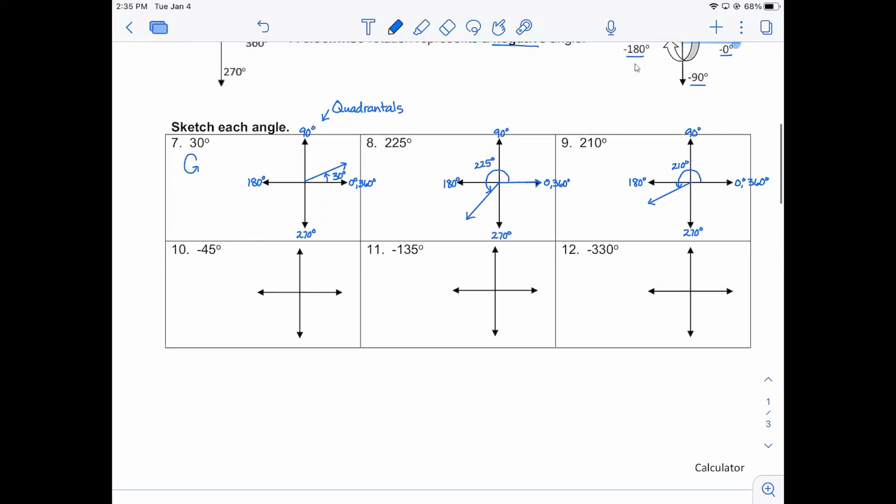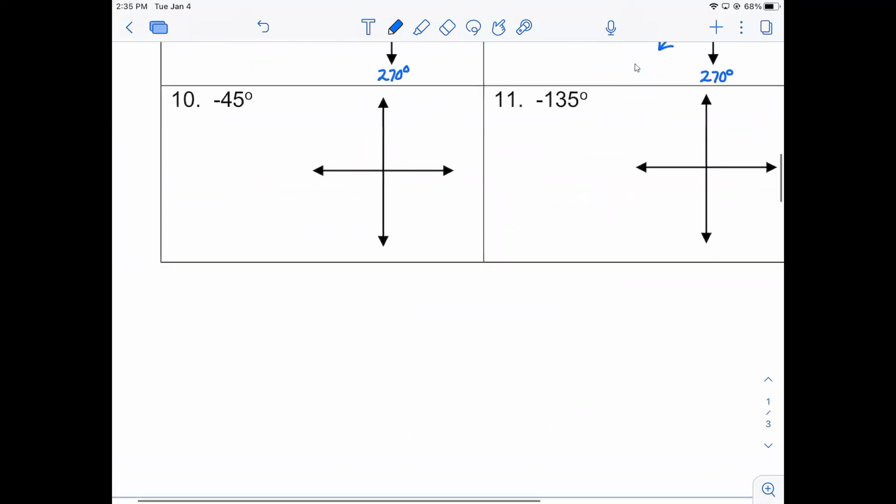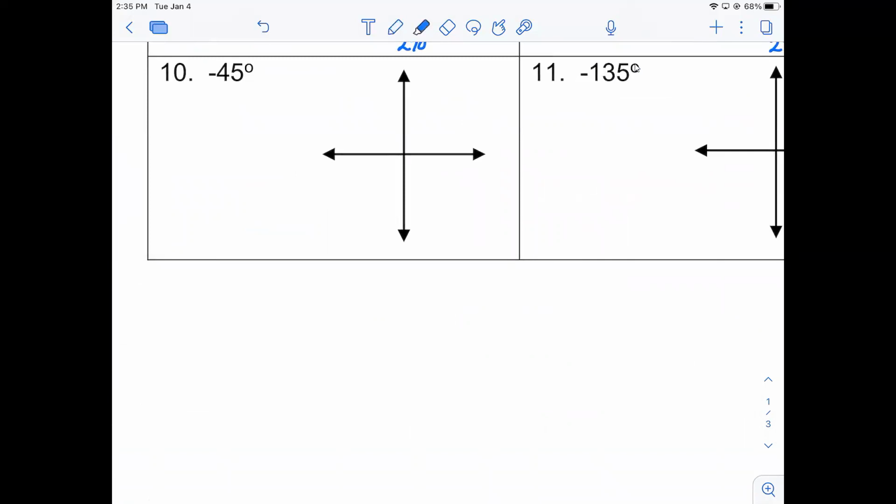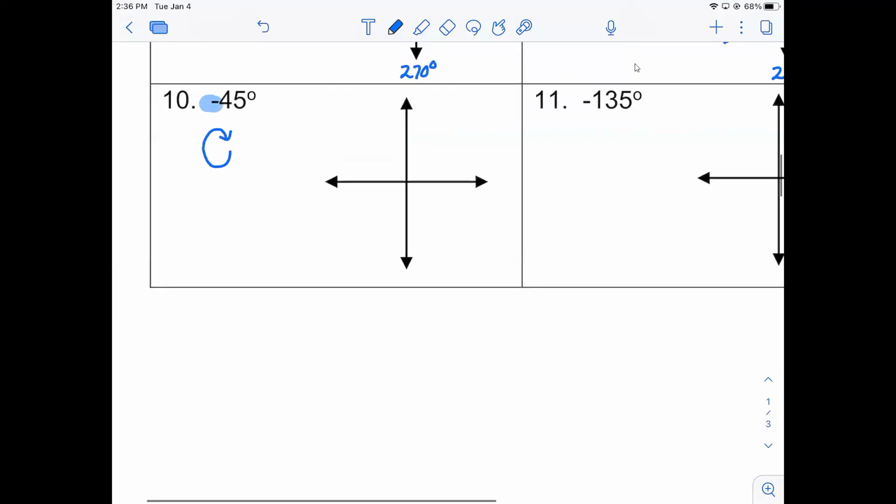First things first, is it going positive or is it negative? And label those quadrantals. Now, if you look at number 10, you'll notice that you have a negative out in front of your 45. So that means now we're starting from our initial and we're going in a clockwise direction. Okay, so we're going to start with a 0 over here because 0 always stays in the same place. But now we're going around this way. So this is negative 90. This is negative 180. This is negative 270. And this is negative 360.